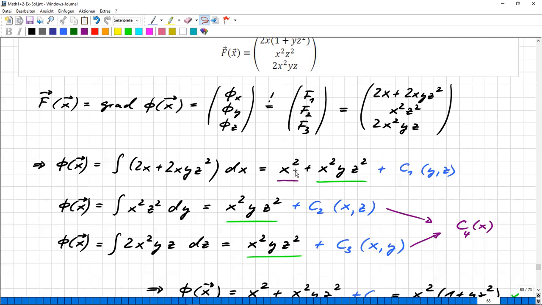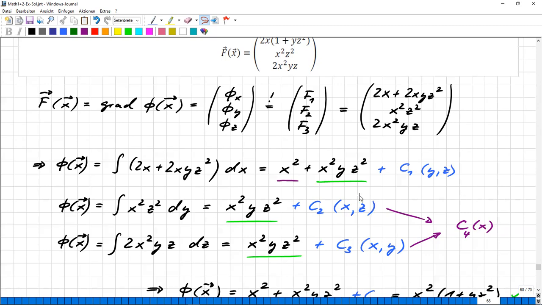Why is it not? Because the second and third line here, or row, allow for a certain term dependent on x and z, or dependent on x and y, respectively.